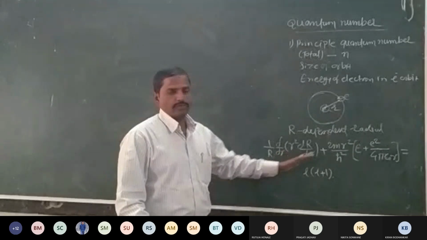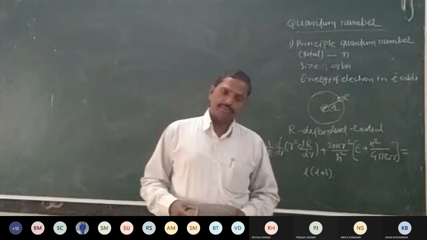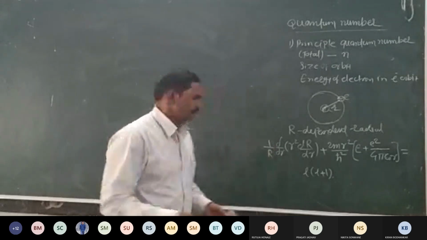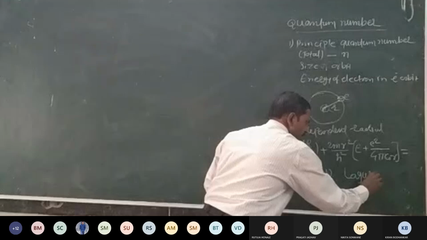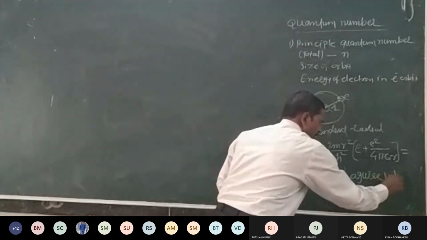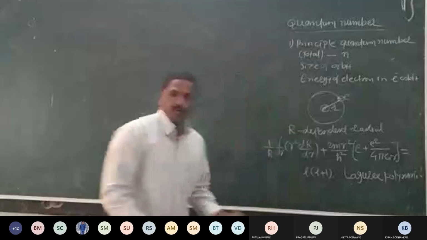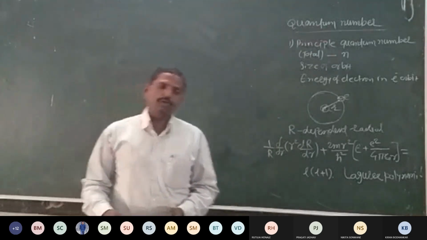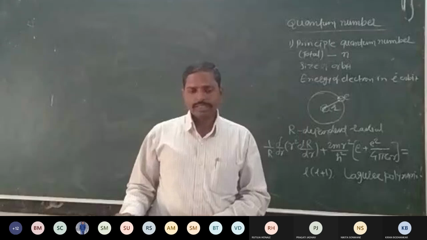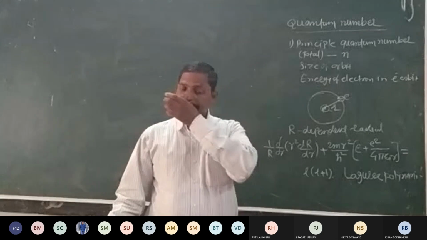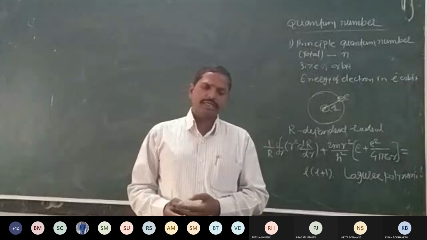So for solving this equation, we have to use Lagrange polynomial. This is known to the math people. What is the Lagrange polynomial? What is the Legendre polynomial, or Legendre function? Those things are already known to the mathematics people. We will not stress more on that.